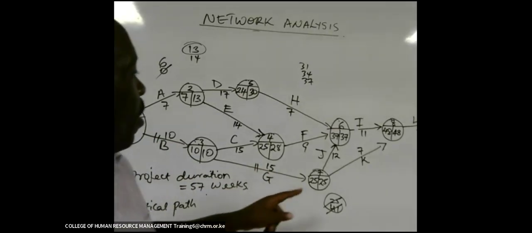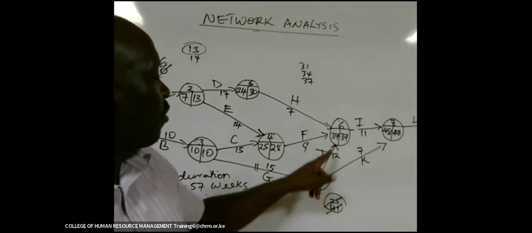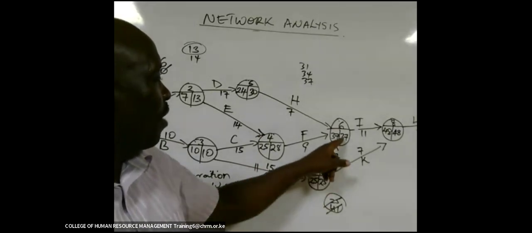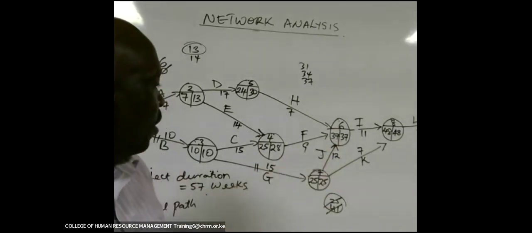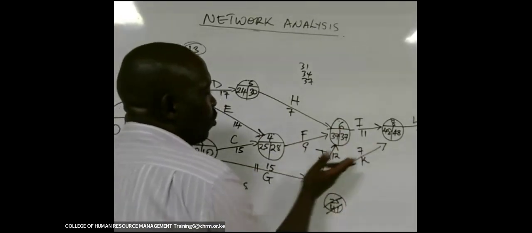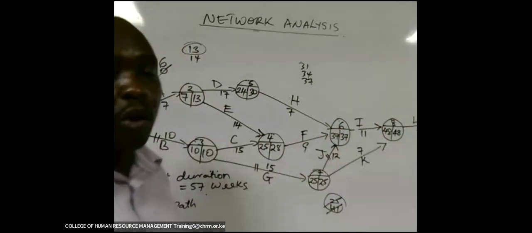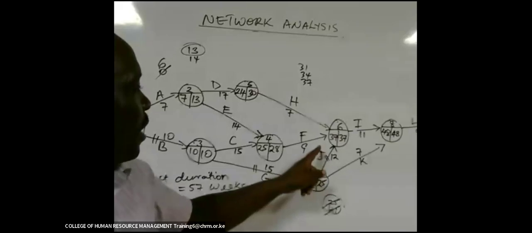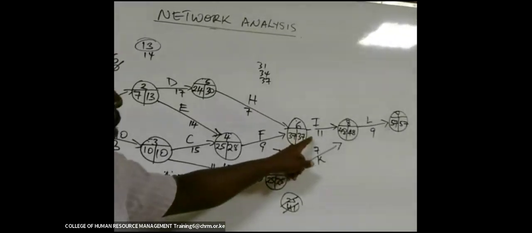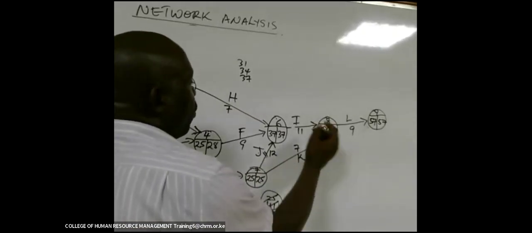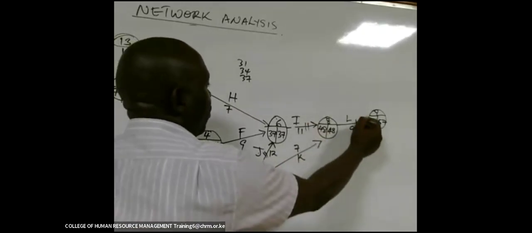Then here, we need to test. Is 25 plus 12 37? Yes. So J is critical. Don't bypass, don't use this shortcut. Don't bypass this one. This one is also critical. Then 37 plus 11 will give us 48, and actually we have 48, 48. This is critical. That is critical.